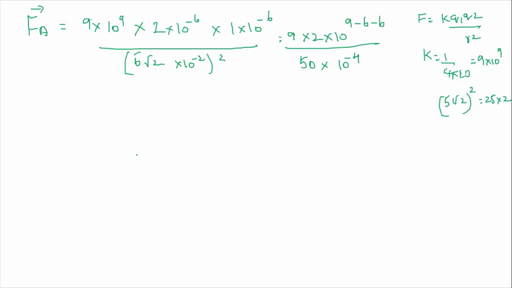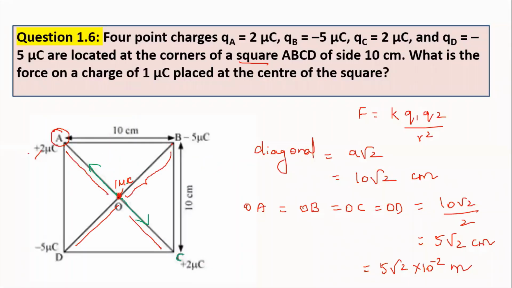Now when you solve this, you will get 18 into 10 power 9 minus 12, which is minus 3. And again this minus 4, when it goes up, it becomes plus 4. Minus 3 plus 4, correct? Divided by 50. So it is 18 into 10 divided by 50. Cancel the zeros, and you will get 18 by 5, which is 3.6 Newton. What is the direction? As I showed you already, it is repulsion, so the direction will be along OC.